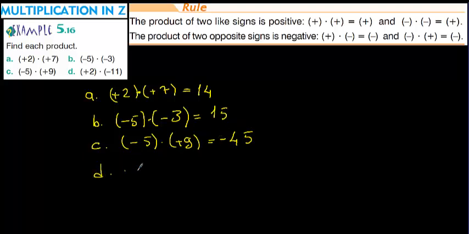And D is plus and minus. Plus 2 times minus 11, and I'm first multiplying the signs, and minus 11 times plus 2, it's going to be minus 22.